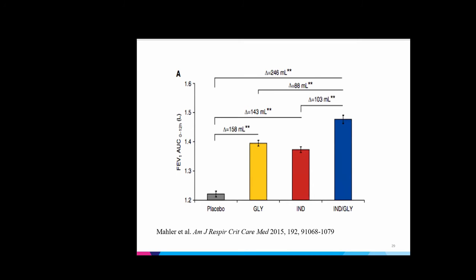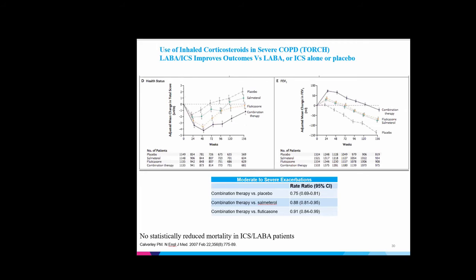Okay, next slide. Now, what about the role of steroids? Where do they have a role? And I'm going to show you some subgroup analysis, which with better precision, we can choose when to give a steroid. So this is the TORCH study from New England 2007, and it demonstrated the following.